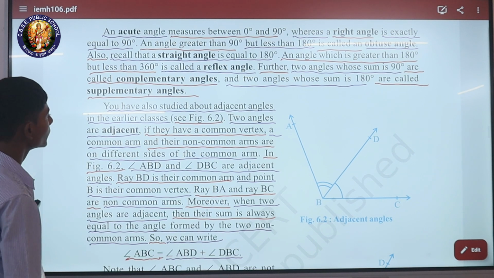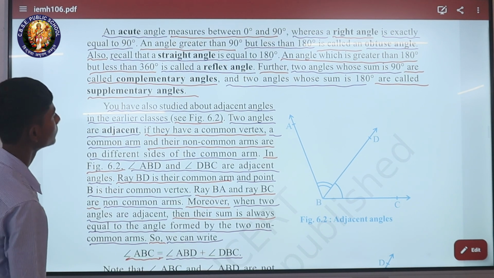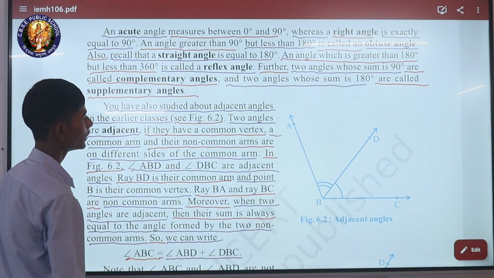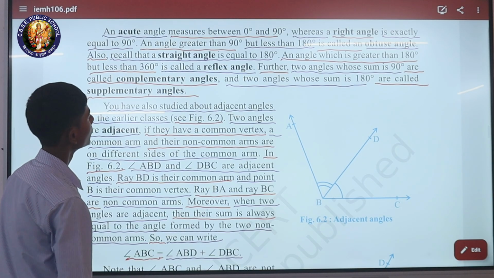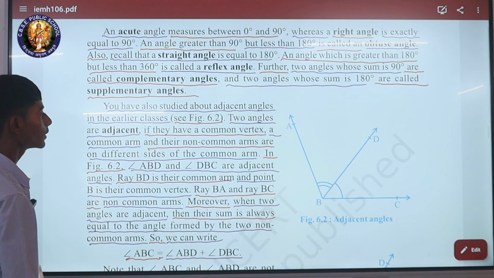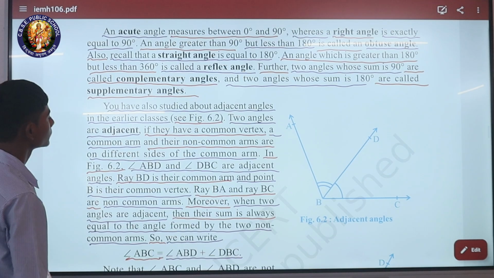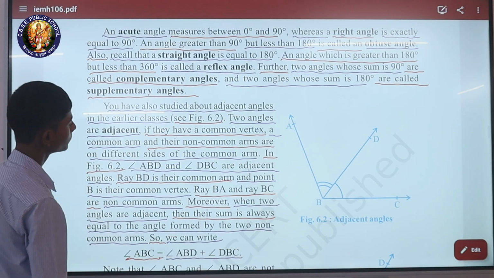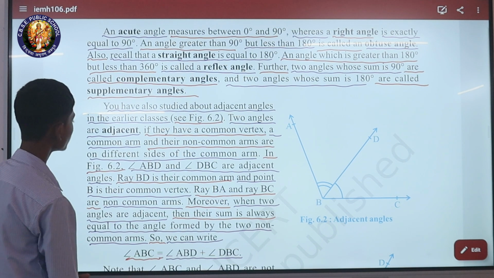You have also studied about adjacent angles in the earlier classes. See figure 6.2. Two angles are adjacent if they have a common vertex, a common arm, and their non-common arms are on different sides of the common arm.